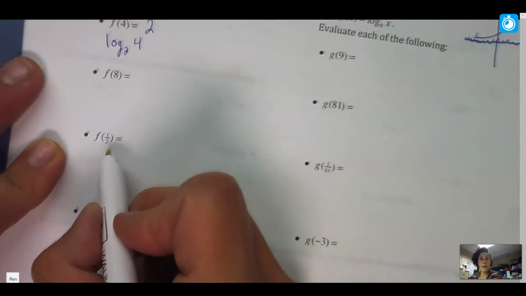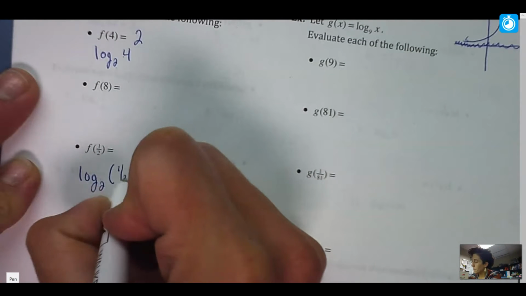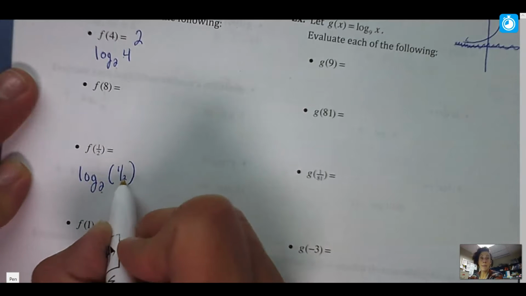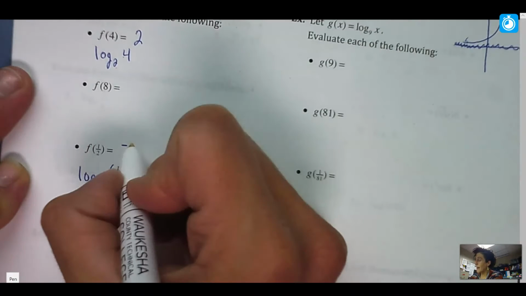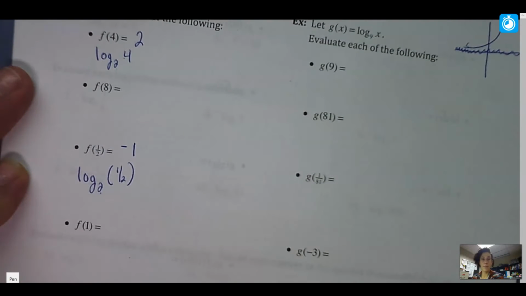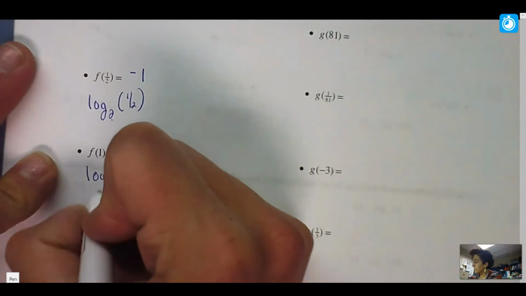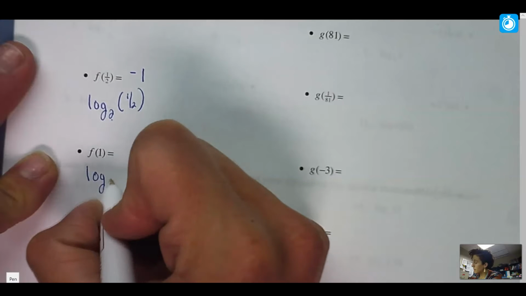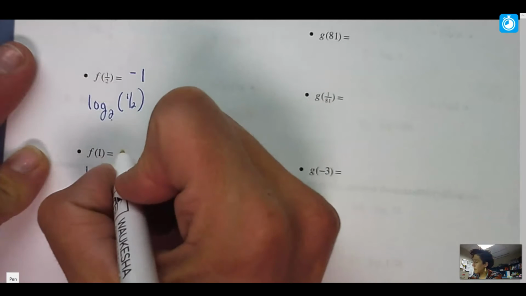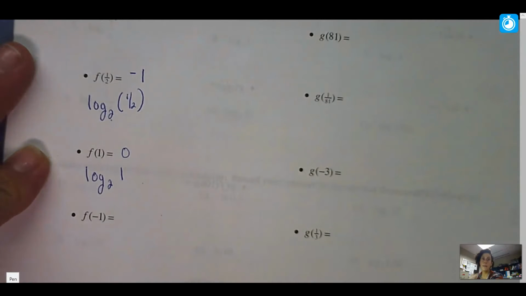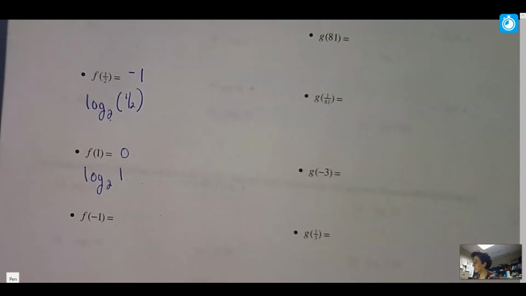Or if we did this one, 2 to the what power makes my fraction of 1/2. Well, a fraction comes from a negative exponent, and that negative exponent would have been a -1. And then, for instance, this one, again, as soon as you're taking the log of 1, your answer is automatically 0. And hopefully that's one you remember. If not, 2 to the what power makes 1, that's a 0 power.